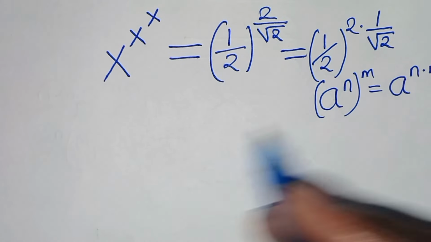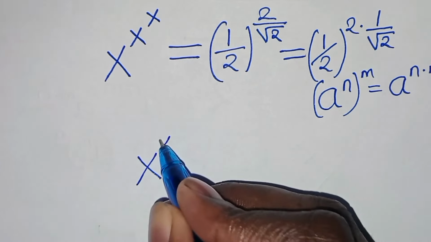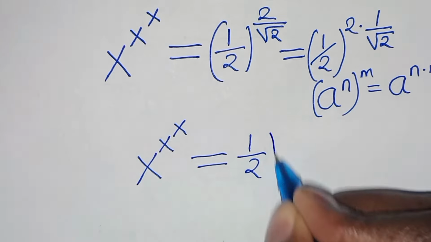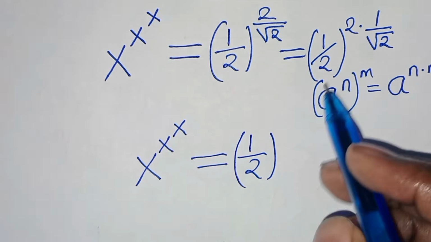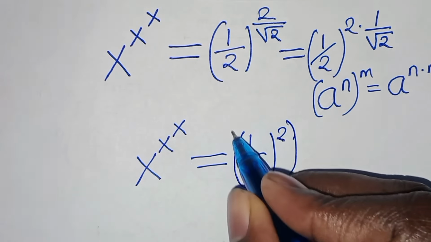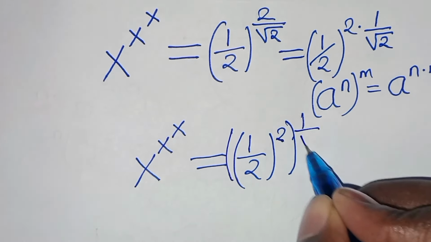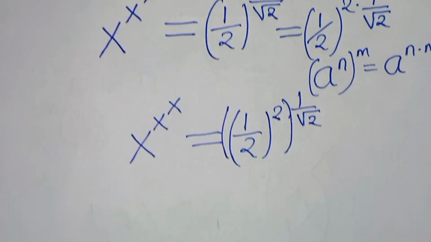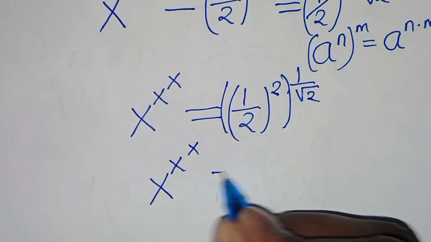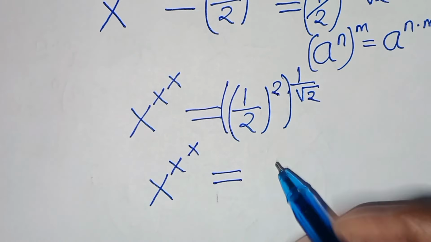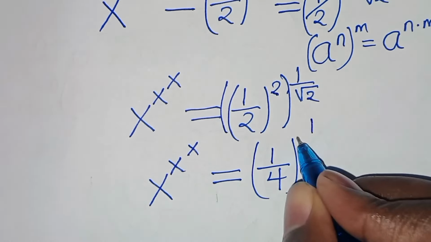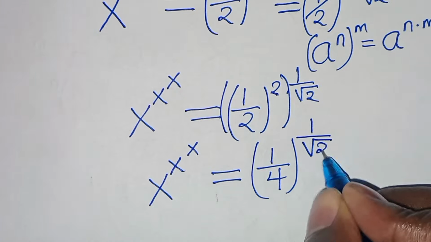Applying this exponent property, here we have x to the power of x to the power of x. This is equal to half raised to power 2, raised to power 1 over square root of 2. So therefore x to the power of x to the power of x is equal to a half raised to power 2, which is 1 over 4, raised to power 1 over square root of 2.